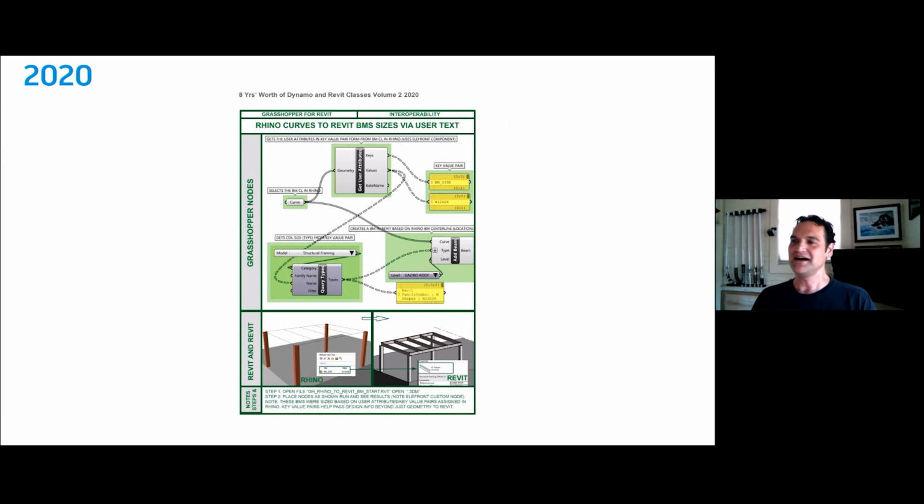But anyway, Volume 2. Not only did we do 25 classes, but you ever see those best-of albums where you have the best songs, and then the last song is usually a new one? That's what I try to do, show new content. So this is the new content I showed in 2020, which is how to get Rhinoceros information into Revit in a meaningful way.